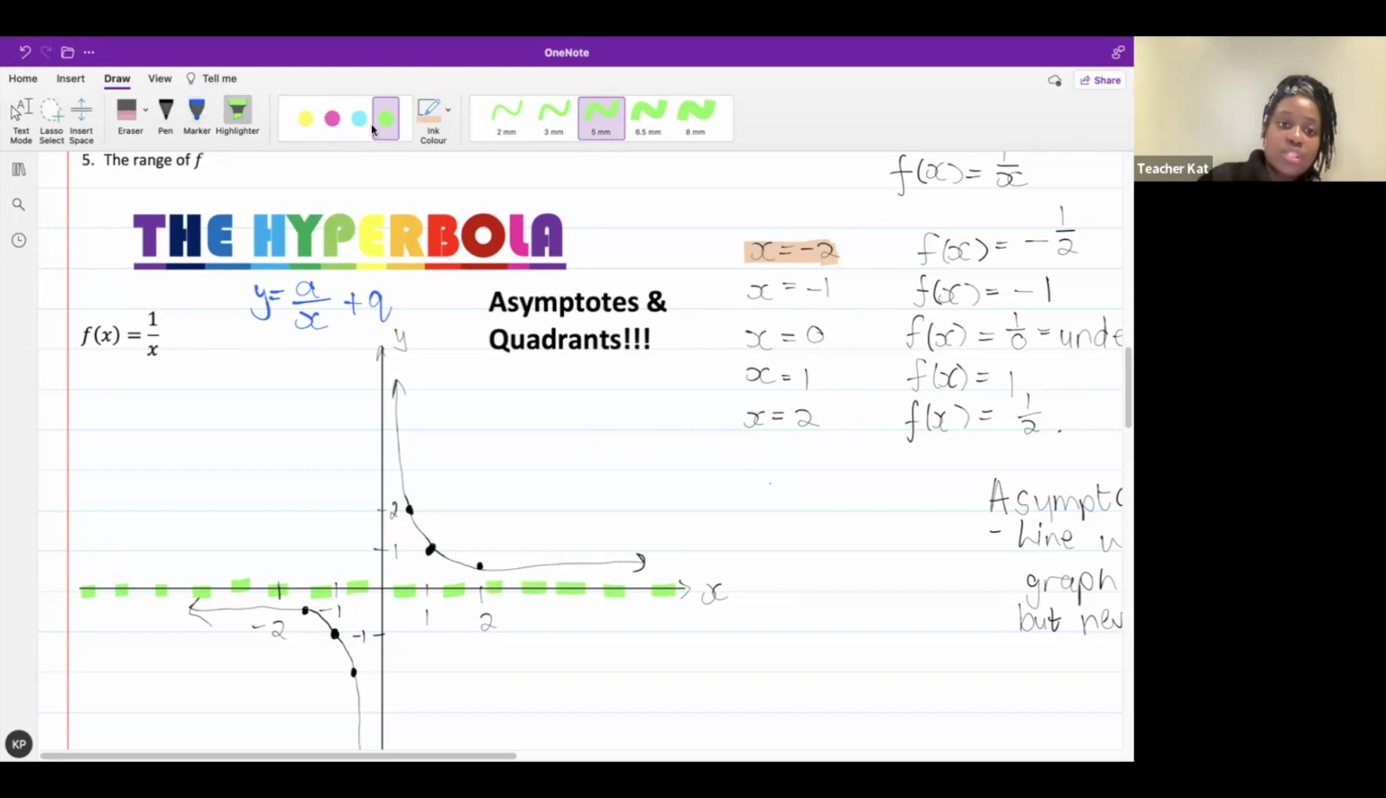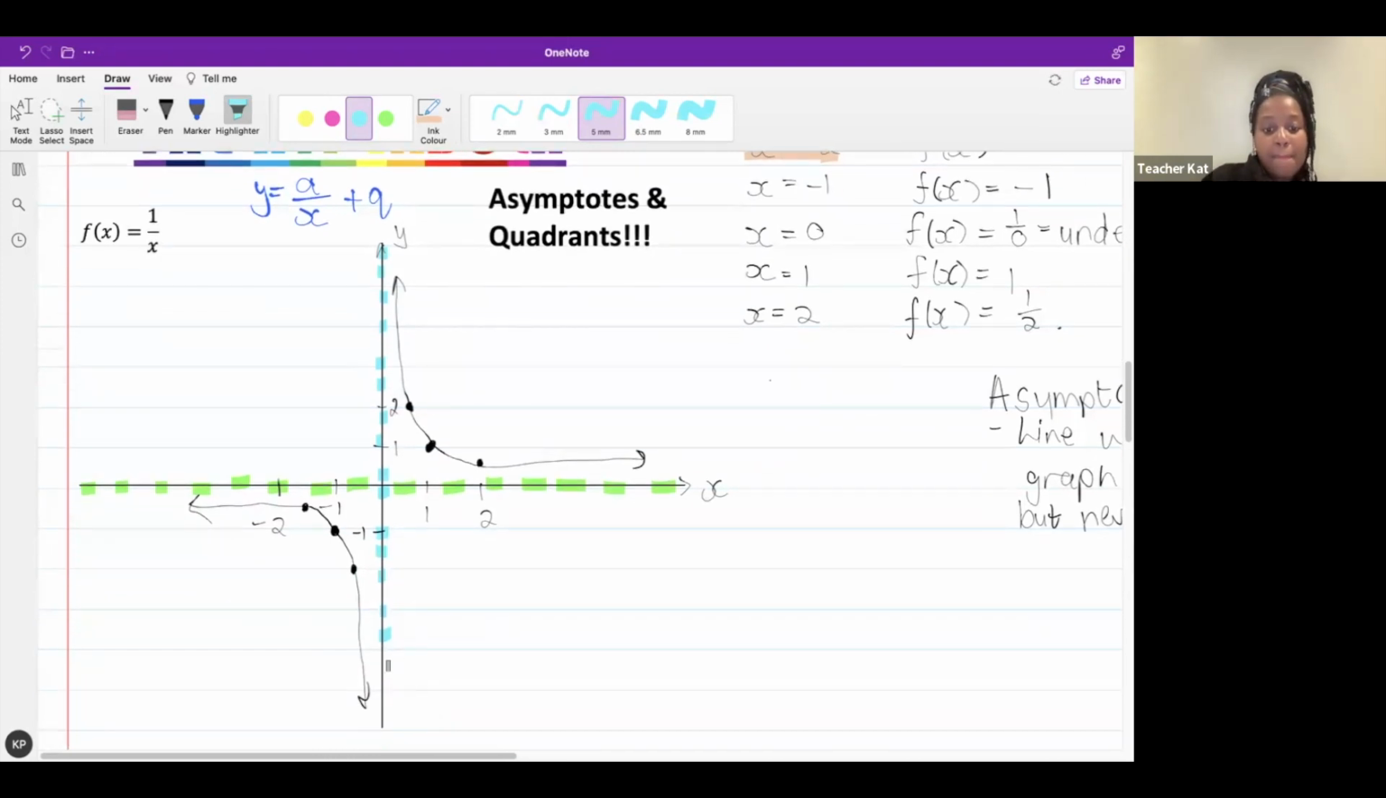And then we've also established that x cannot be 0, which means your y-axis is also an asymptote. Now, moving back to this equation, what does a tell me about this graph? Currently, we have a that is 1. a is 1. What does it tell us?